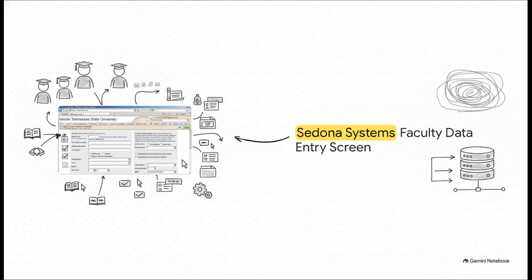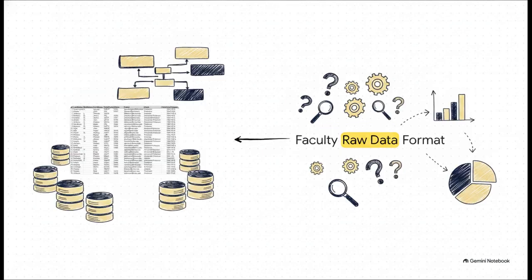Imagine a university tracking data on its faculty members. To get data into the system, you'd provide a data entry screen, kind of like this one here from Sedona Systems. Notice the drop-down lists, the combo boxes, and the text fields. When a user is typing in a name, a department, or a rank, what they are inputting right there is raw data. Once you hit save on that entry, it gets placed into the underlying system, ultimately giving us hundreds, maybe thousands of rows of raw data.